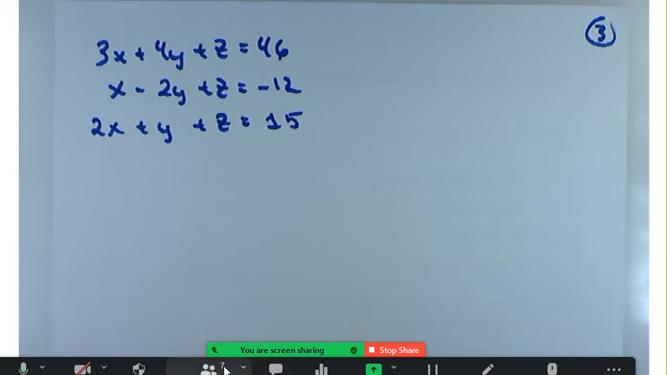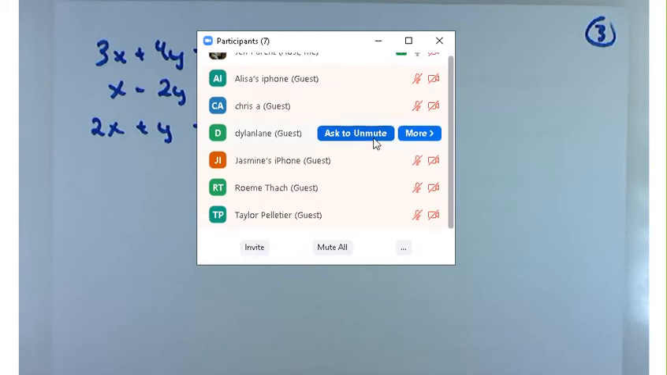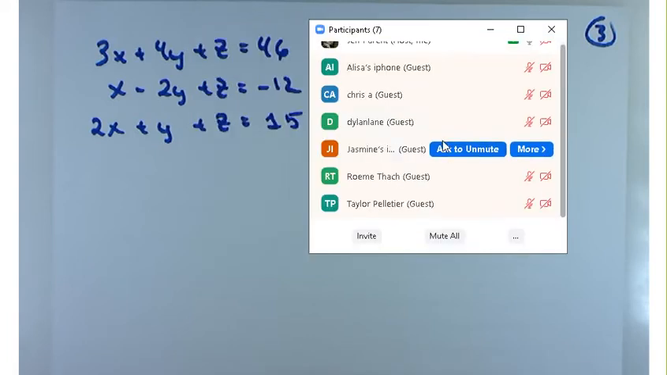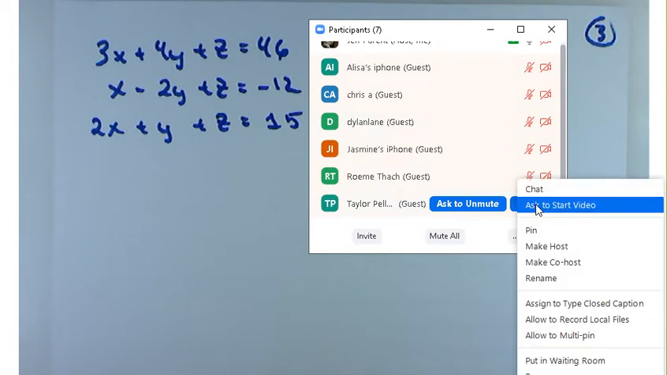Now, kind of like all these, you need to figure out what equation you're going to use to eliminate a variable from the other two equations. So in this case, it's up to you. What I always look for is something that has a coefficient of 1 or negative 1.